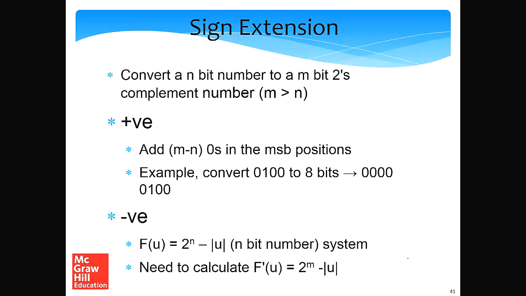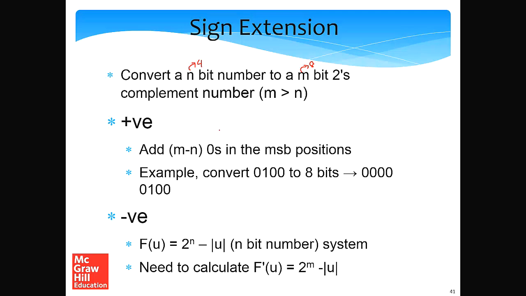Now let's take a look at one more trick in the realm of 2's complement numbers. It's called sign extension. So suppose we convert an n-bit number to an m-bit 2's complement number. The idea here is that assume this is a 4-bit number and you want to convert it to an 8-bit number. So assume that the number is positive.